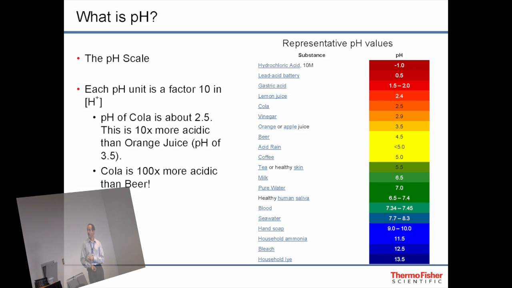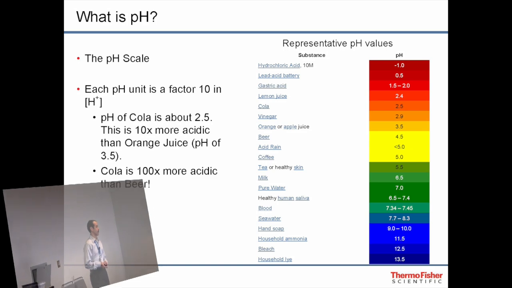So if you've got something that's at a pH of 2.5, in the case of Coca-Cola, and you've got something else that's at a pH of 3.5, like orange juice, it's one pH unit, but that's a factor of 10. So Coke is 10 times more acidic than orange juice.